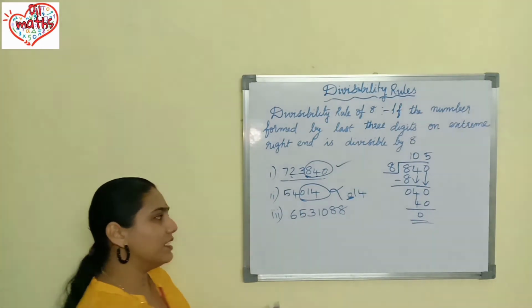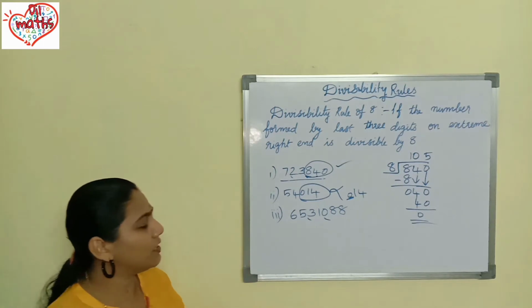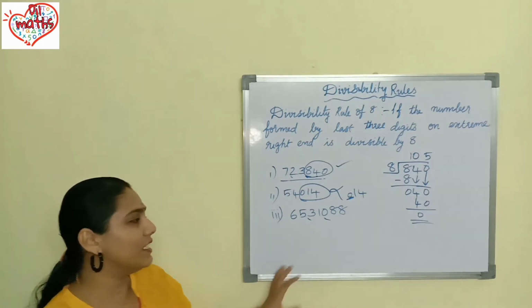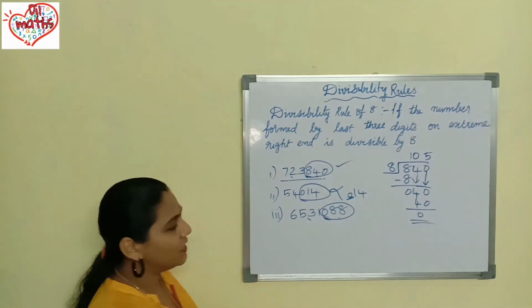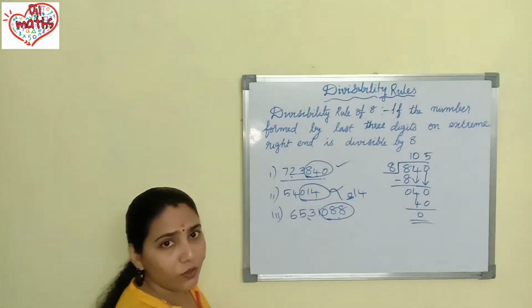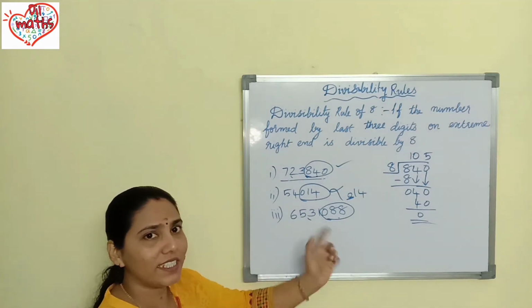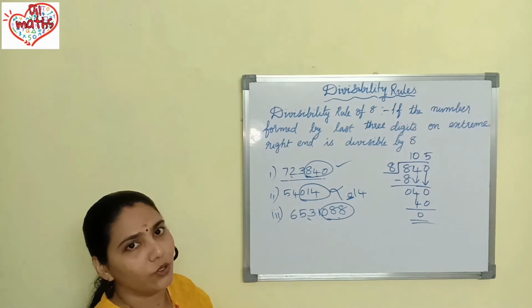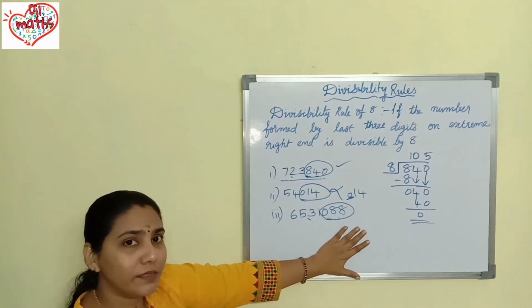Okay, next one is this number: 65,31,088. The number formed by the last 3 digits on the extreme right hand is 088, that is 88, because one digit is 0 there. If you divide 88 by 8, you will get quotient 11 and remainder 0. That means you can divide this, so this number is divisible by 8.